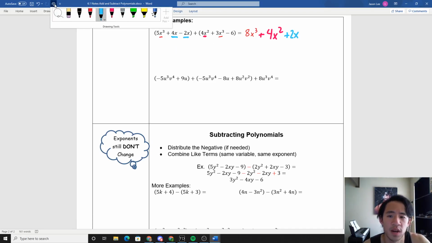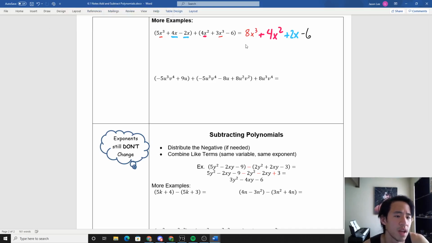And then lastly, we're going to look for any constants. Looks like we just have a -6 here, so we'll just have -6. So you should have an answer like this: 8x cubed plus 4x squared plus 2x minus 6. So notice how I wrote my polynomial in descending powers.